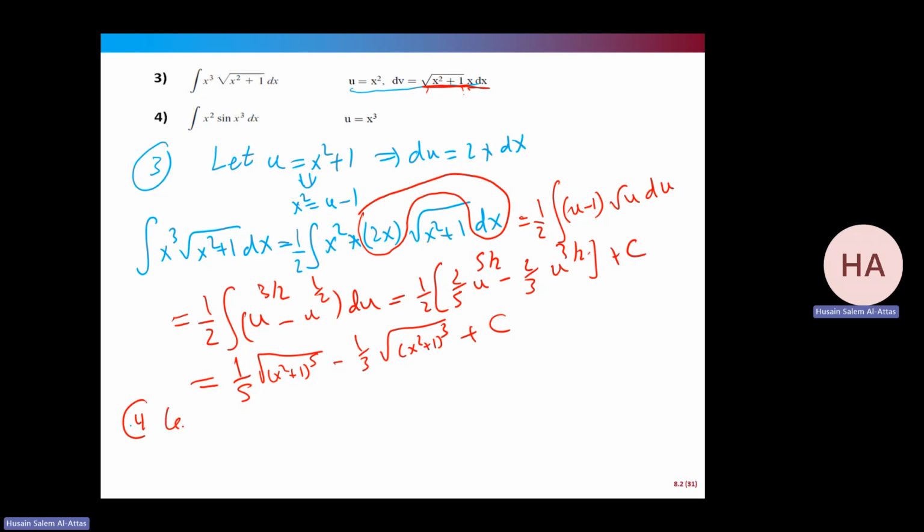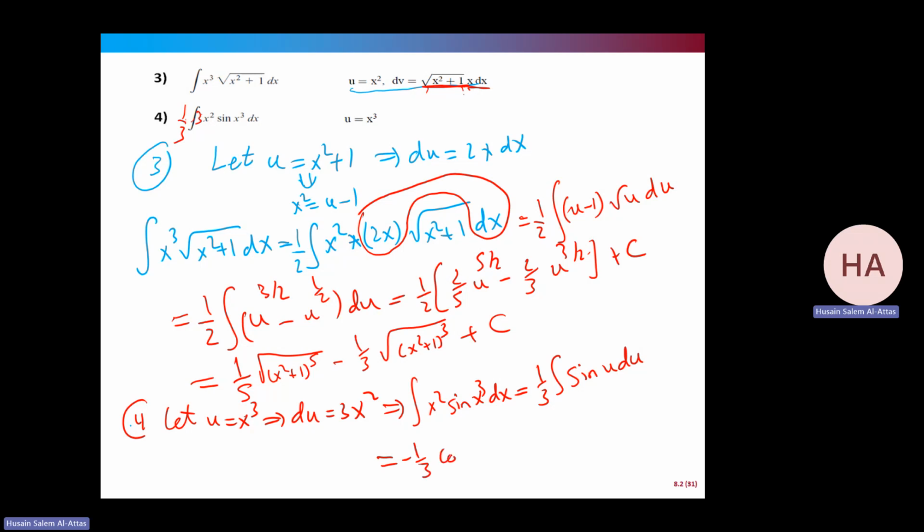For 4, I let u equal x cubed. So du will be 3x squared. So I need 3 and 1 over 3 outside. So that means the integral of x squared sine x cubed dx will be 1 over 3 integral of sine u du, which is minus 1 over 3 cosine u plus c, because the integral of sine is minus cosine. So I have cosine of u. What is u? Cosine x cubed.